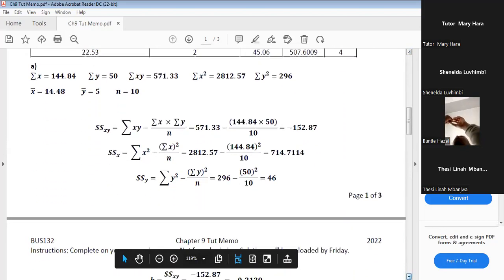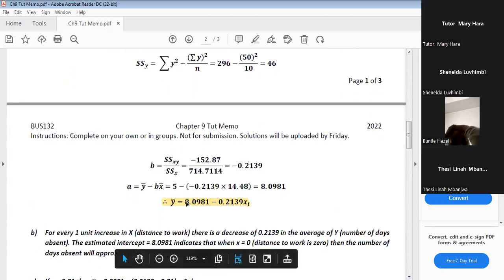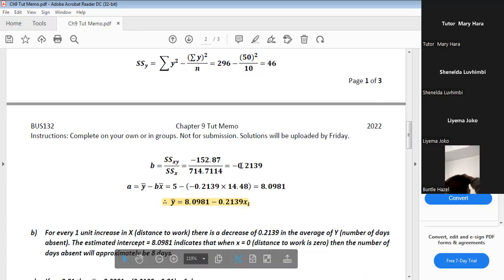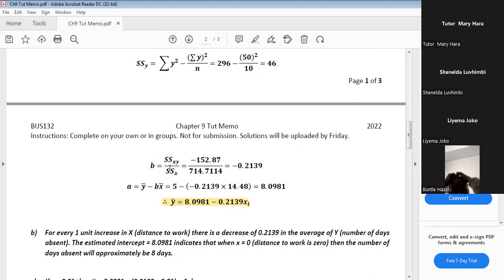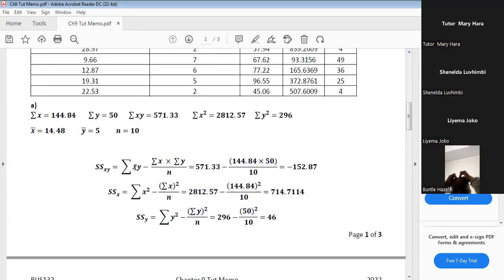Now we have to find our b, because they say you must find the regression line. So you find your y bar, which is this, and your x bar. For us to find b, we need to use this formula. This is the sum of squares of xy divided by the sum of squares of x. So what do we mean by sum of squares? The sum of squares is the same as this formula. It's just that it's the sum of x.